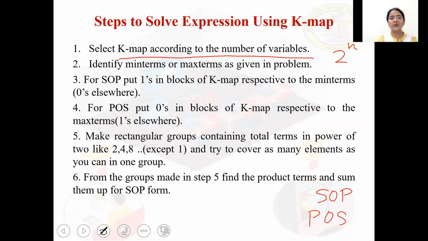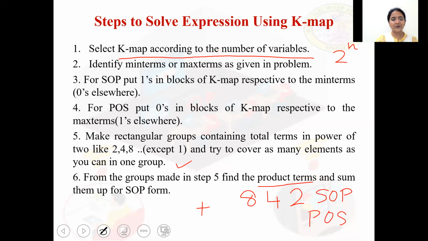Next, make rectangular groups containing a total number of terms in a power of 2, and try to cover as many elements as you can in one group. We have to group the largest group possible by considering the logic highs. First consider the larger groups possible, 8, then go for quad, then go for pair. After grouping, we will get a product term for each of those, and after getting the product terms, we have to sum them up.